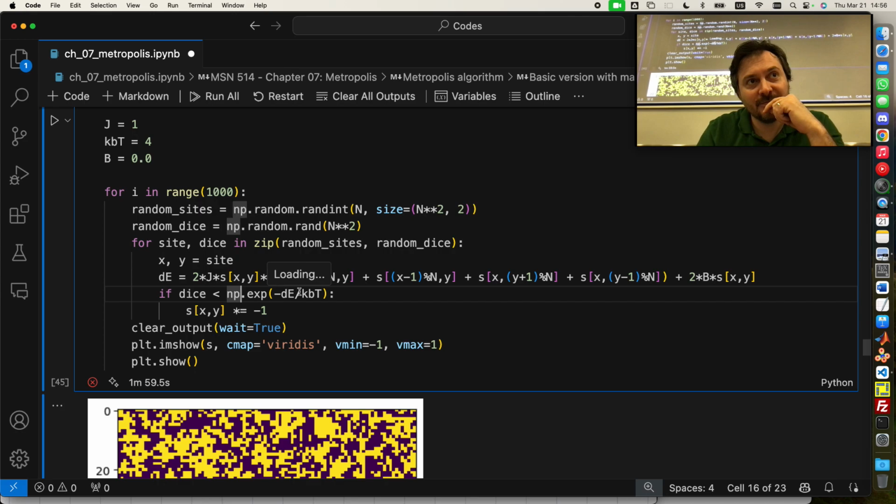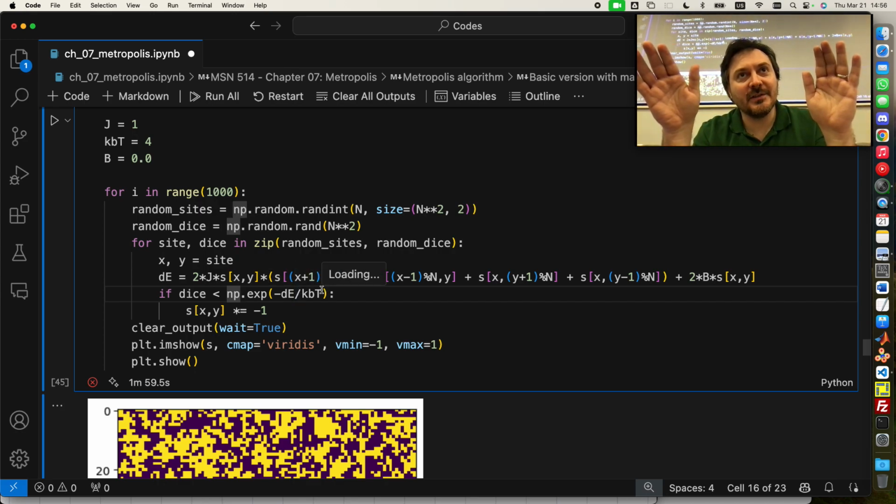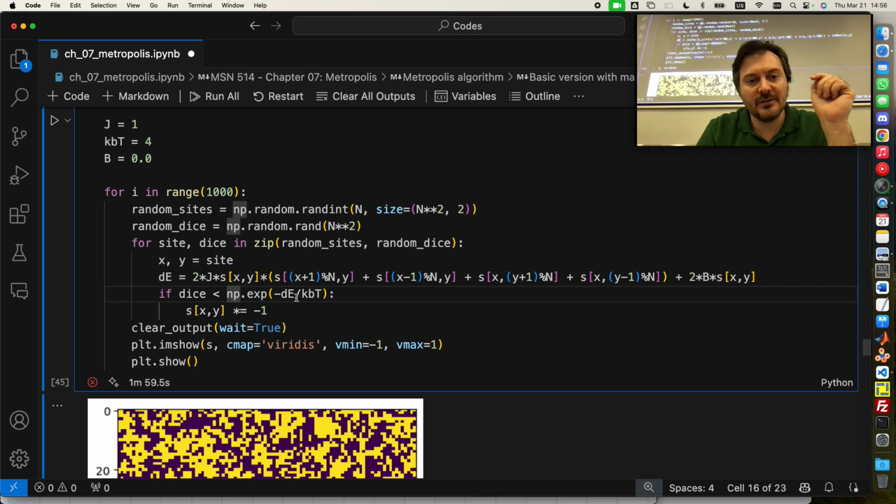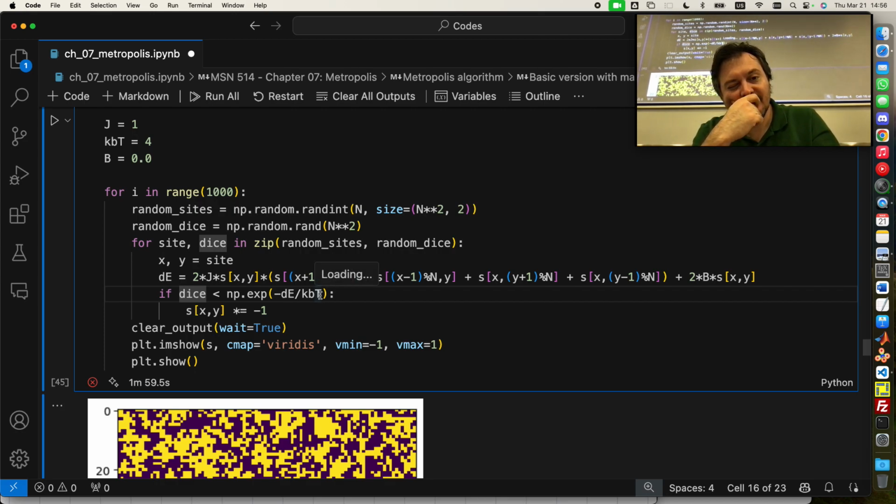Can you guess? So when do I definitely accept it? Do you remember? When I was accepting it? When the energy decreased, right? If the energy is decreasing, it means that delta E is negative. If delta E is negative, it means that I actually have a problem in this code, right? I realized I have a problem in this code.